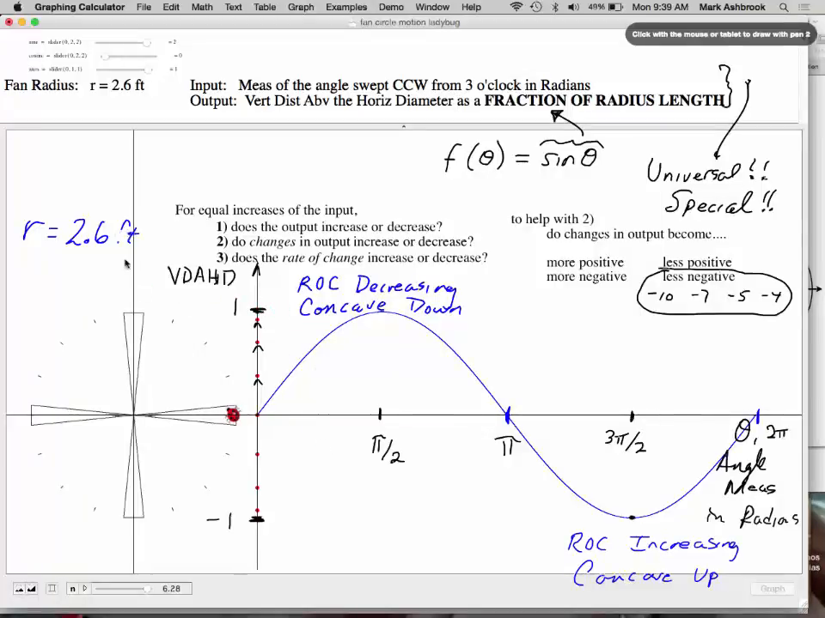I'll do this in red. All the stuff about the fan, I'll write in red, okay? So then this scale becomes, when we get to the top of the circle, how many feet are we up? 2.6. And then going around, where's the lowest the fan or the bug will reach? Negative 2.6.